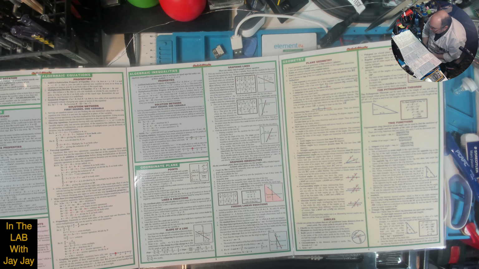3. The standard form of linear equations is ax plus by equals c, where a, b, and c are integers. 4. The slope-intercept form of a linear equation is y equals mx plus b, where m represents the slope and b represents the y-intercept of the line.